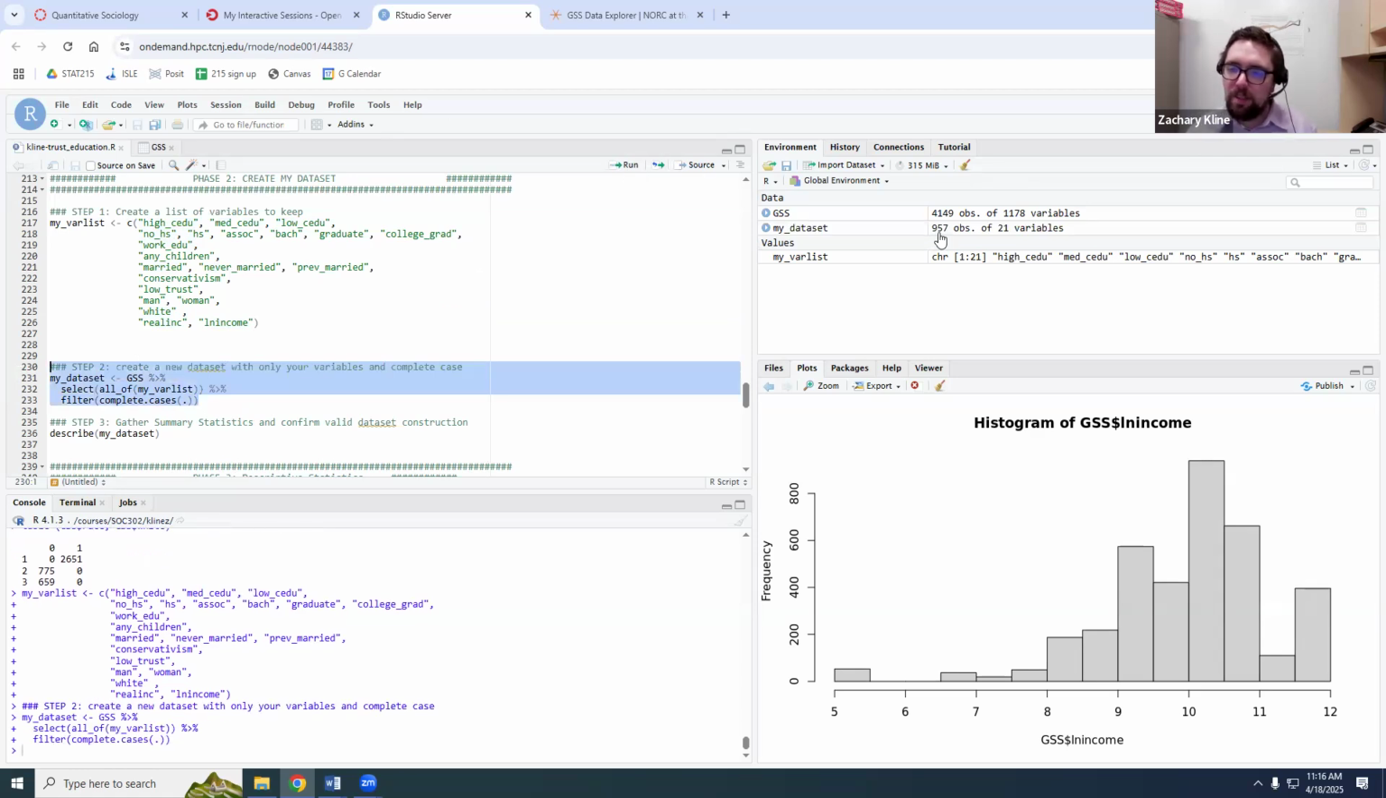So we see here we end up with a sample size of around 957. In other words, there were not 4,149 people in the 2022 GSS who, on the 21 variables that we're interested in, we have information for. 957 respondents gave us information on all 21 of these variables.